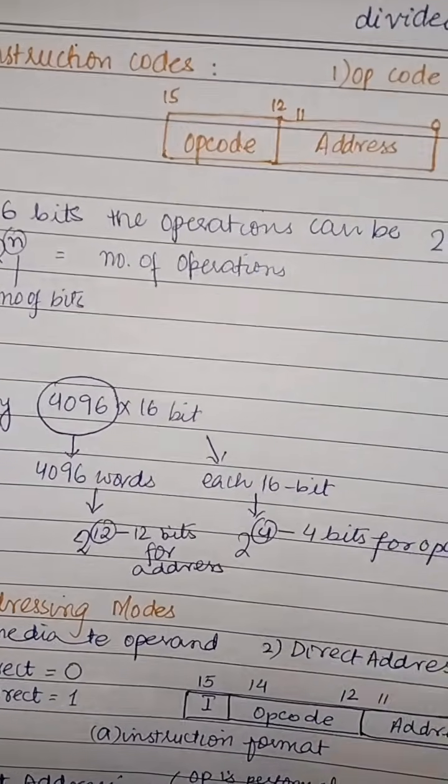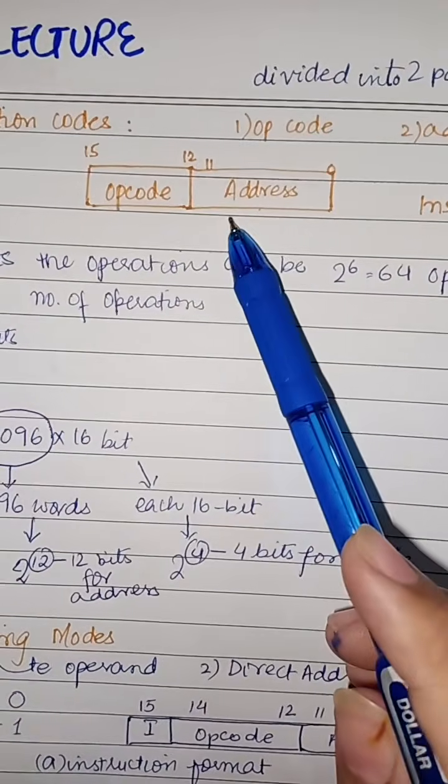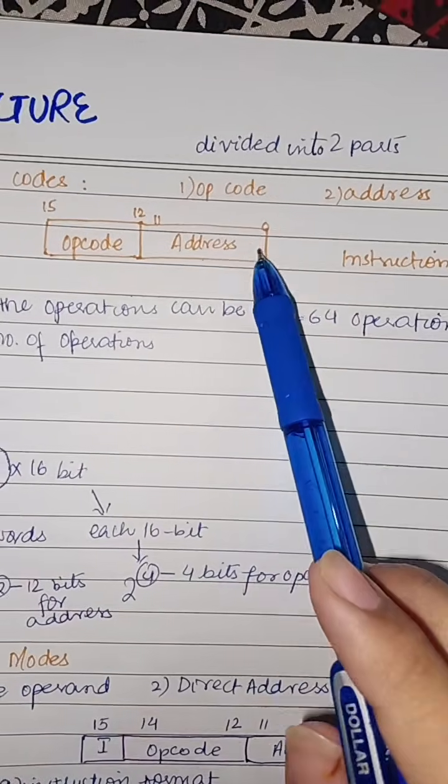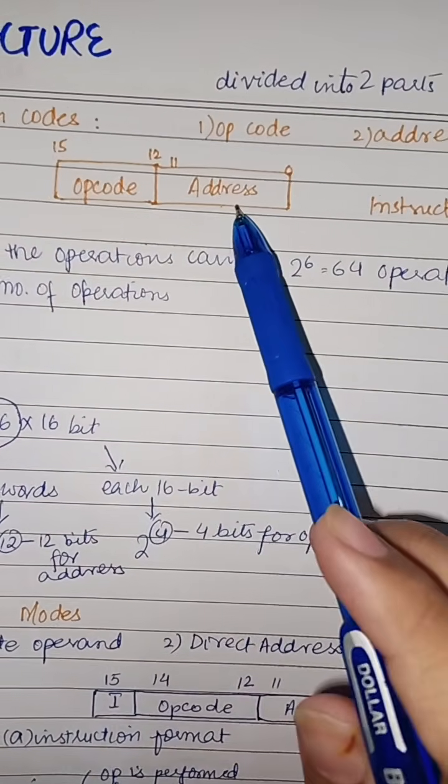Hi, ignore my bad handwriting, but the concept I'm going to give you is very important. Instruction codes, this is the correct representation of how we define the bits in instruction code. It is divided into two parts, operation code, opcode, and address. If it's a 16-bit instruction code, 0 to 11 are given to the address bits, and 12 to 15 is given to the opcode.